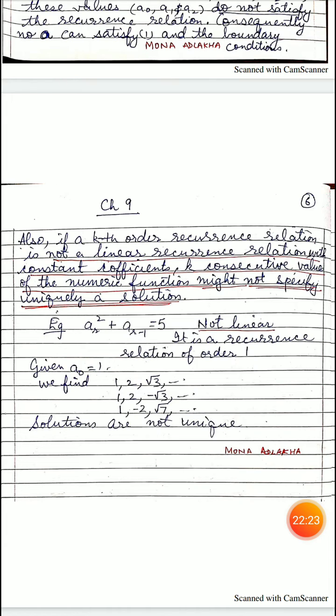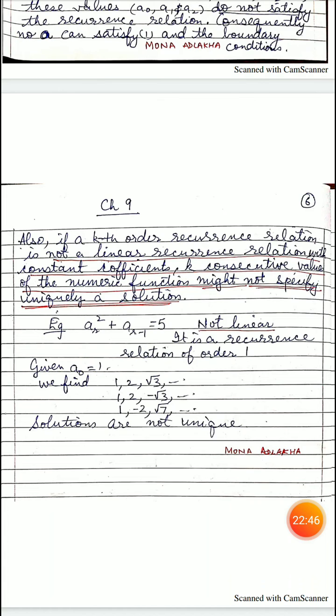You're given one boundary condition, a0 is equal to 1, so that part is satisfied: the order is 1, and you're given one boundary condition. But in this case, the given recurrence relation is not linear, and hence again you will not be able to find a unique solution. Okay, so these are just different properties.